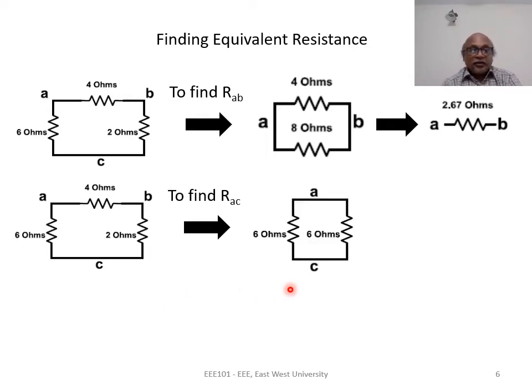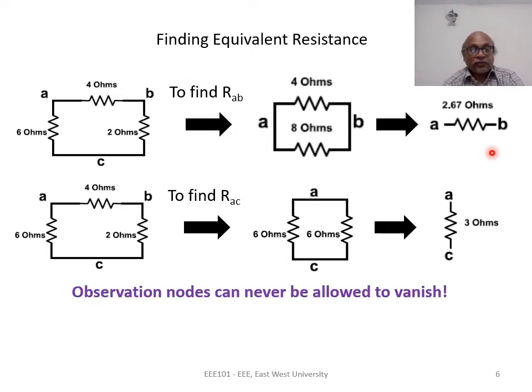So we have this 6 ohms, and the 4 ohms and 2 ohms together give us another 6 ohms. So we can see here that 6 ohms and 6 ohms are in parallel. Again, not all three resistances are in series. We can combine two 6 ohms in parallel and the equivalent is 3 ohms. So RAC is 3 ohms, RAB is 2.67 ohms.